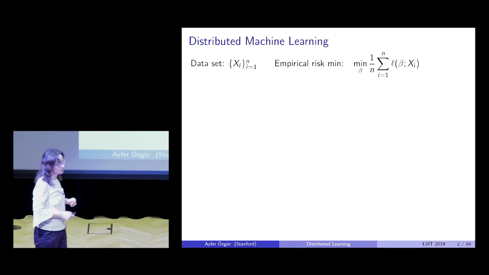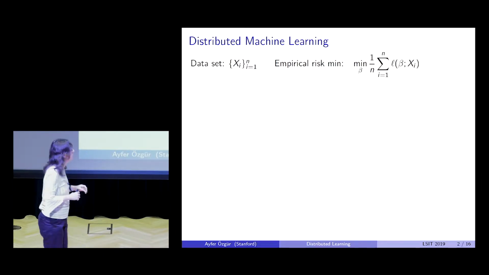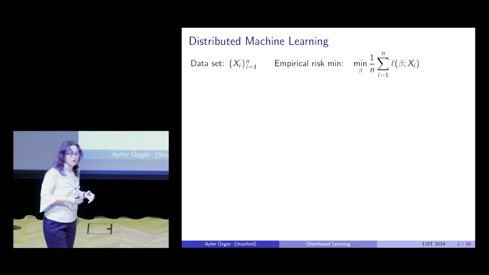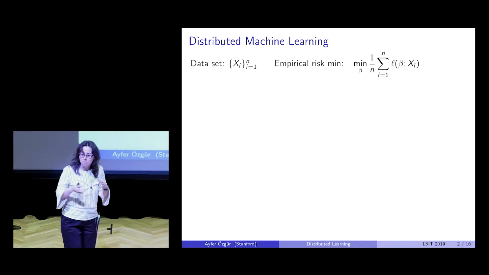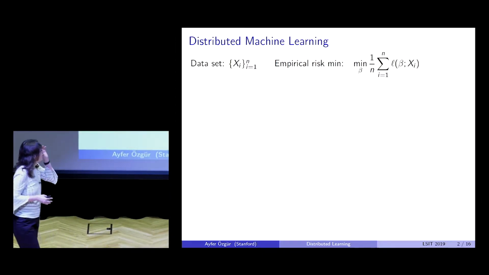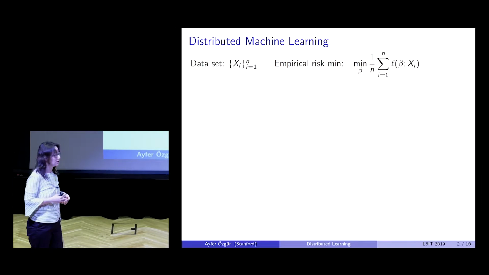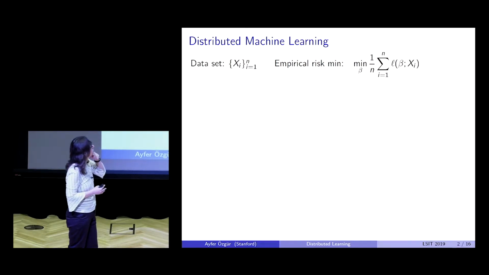Okay, so let me start with just one slide of overview of machine learning to set the notation. So typically, we have a data set, right? So let's say n samples, and you can think of the xi's as labeled images, and we would like to learn a model for our data so that we can use it for things like prediction, predicting the labels of previously unseen images. And we do that by using what is called empirical risk minimization.